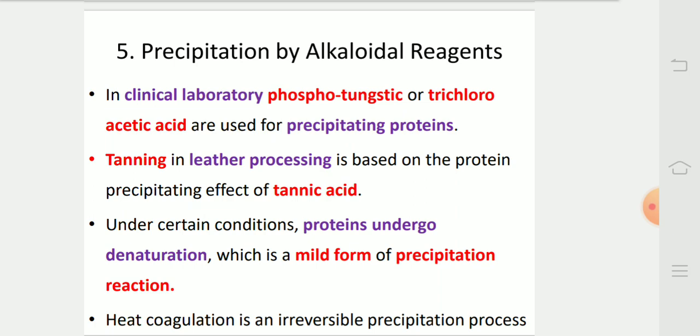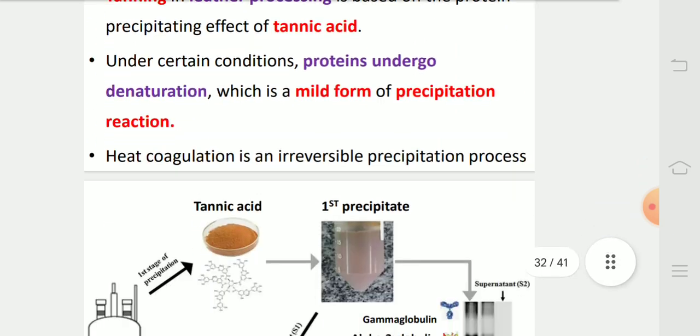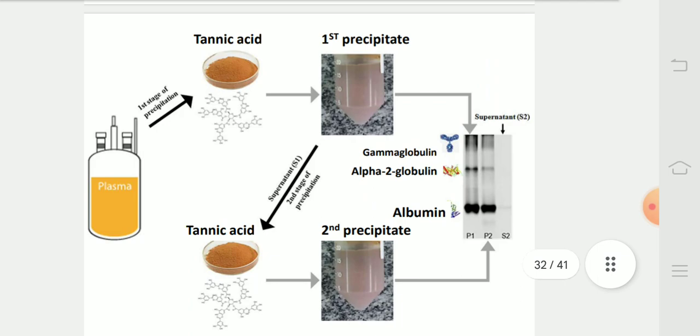Under certain conditions, proteins undergo denaturation, which is a mild form of precipitation reaction. Heat coagulation is an irreversible precipitation process. In this diagram, we can see that tannic acid is used to precipitate the protein.